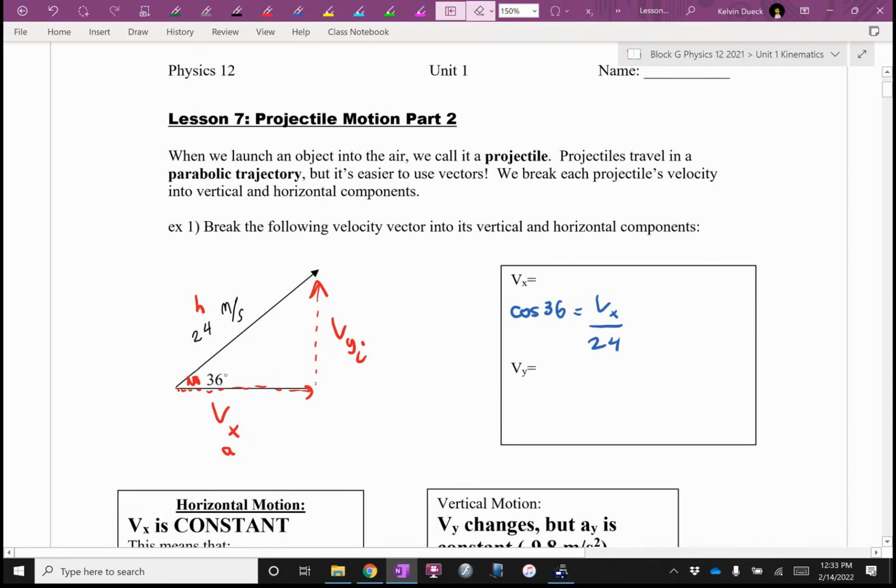You know, Mr. Duke, change colors just so it stands out a bit. 19.4 meters per second.